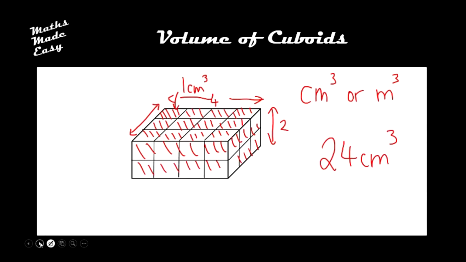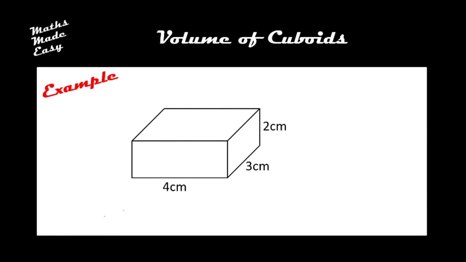Now in an exam you usually get a cuboid that looks more like this, where they have the lengths drawn on for you and it isn't split up into cubes. So it's exactly the same though. If you imagine that this along the bottom is 4 centimeters, this is 3 centimeters, and this is 2, we would simply multiply all of those together, like we just did, 4 times 3 times 2, to get the volume. So if you're given this and it says calculate the volume, then the volume would be 4 multiplied by 3 multiplied by 2, which gives you 24 centimeters cubed.